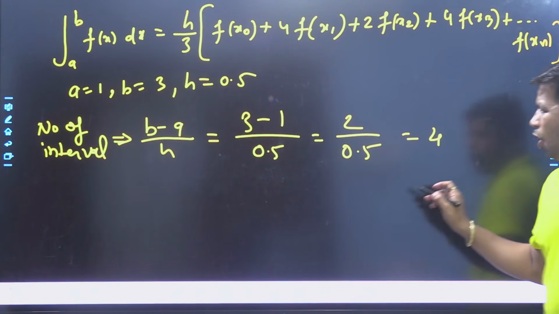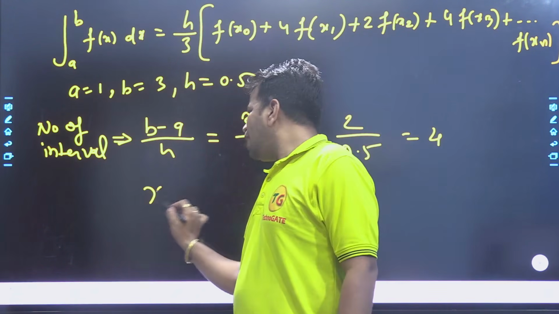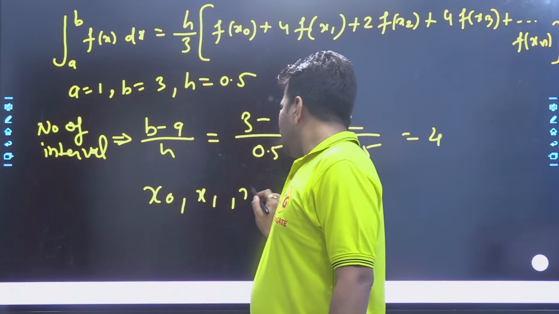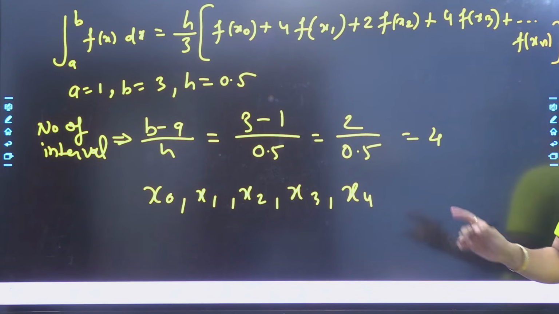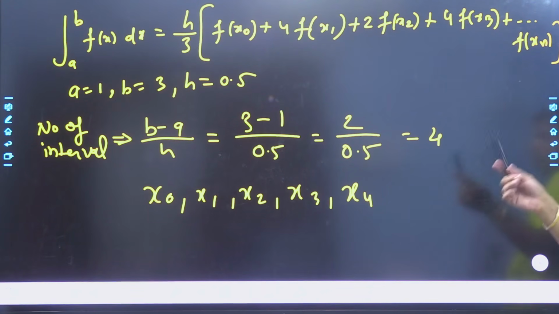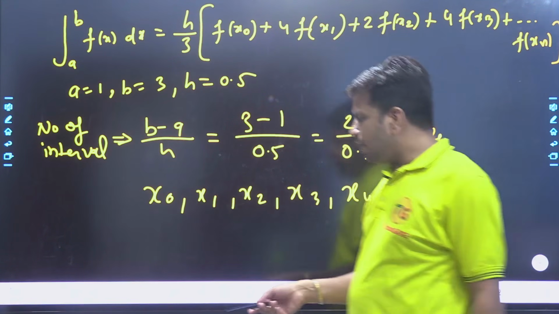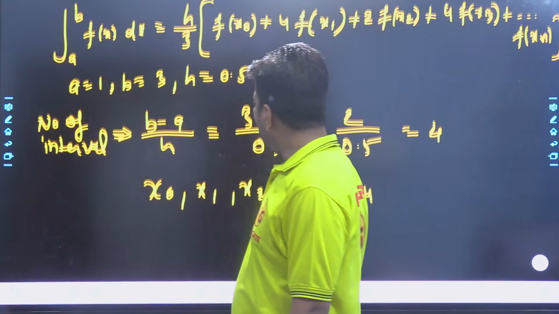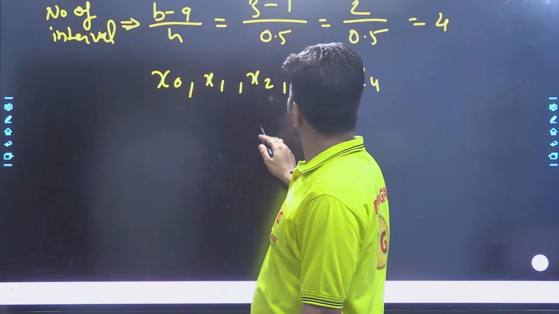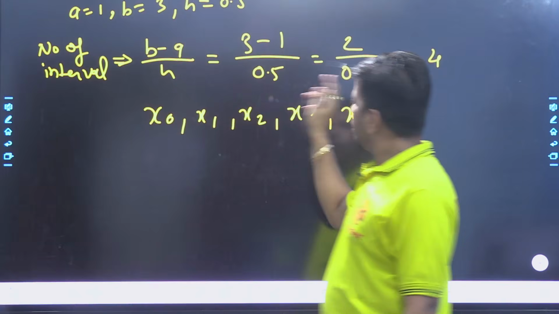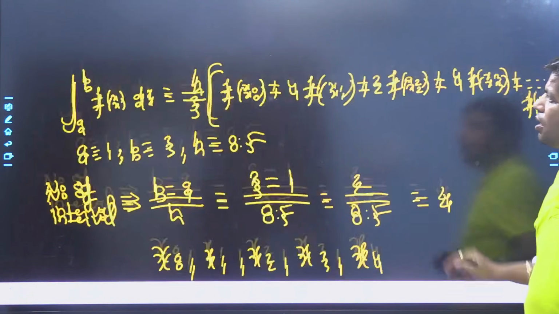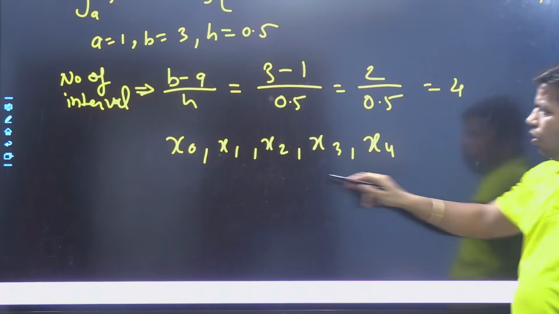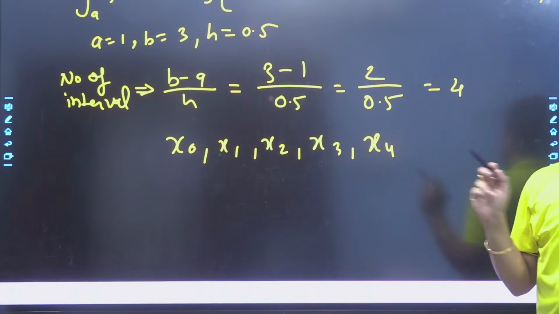So how many points are there? There are 5 points: x0, x1, x2, x3, x4. So 0 to 4, a total of 5 points. So the number of intervals is even. Now we need to compute the following values. Okay, so let's start. Till that point is clear. The number of intervals is 4, and 4 is simply an even number. So we need to use that formula. Now we are finding the 5 points, 0 to 4.